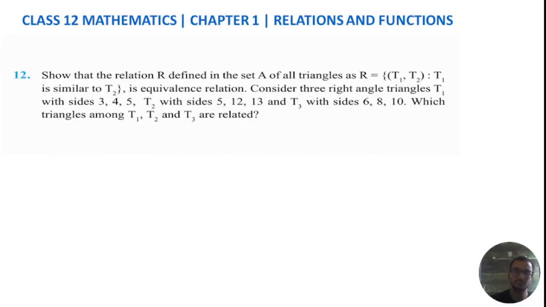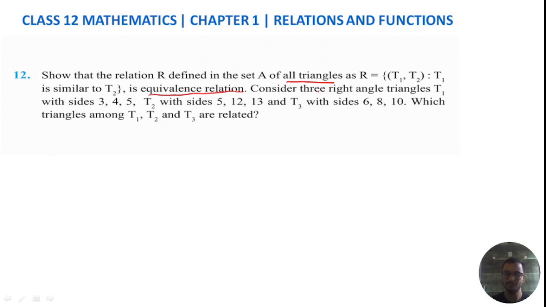So the next question is question 12. What is there in that? The relation is defined in the set A of all triangles. The universal set is the set of all triangles, and the relation is defined as T1 and T2 are related if T1 is similar to T2. Again, we have to show it is an equivalence relation. We have done this in the whole exercise, so again we have to do the same.